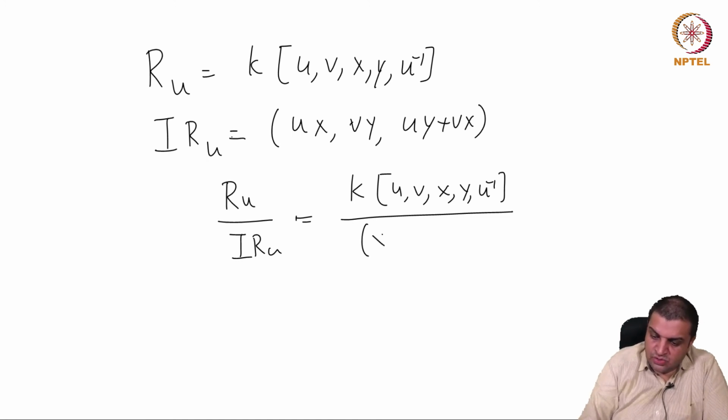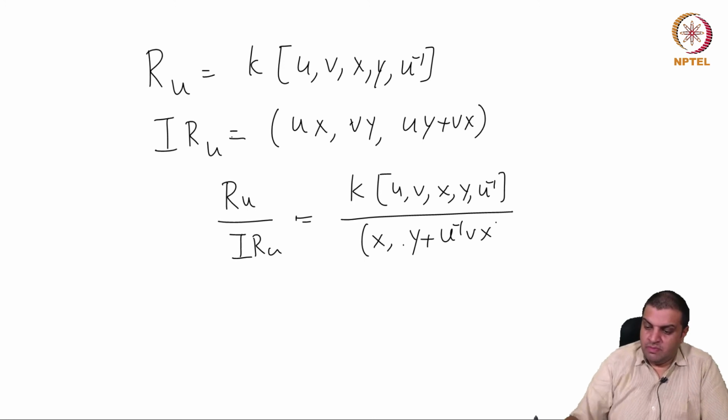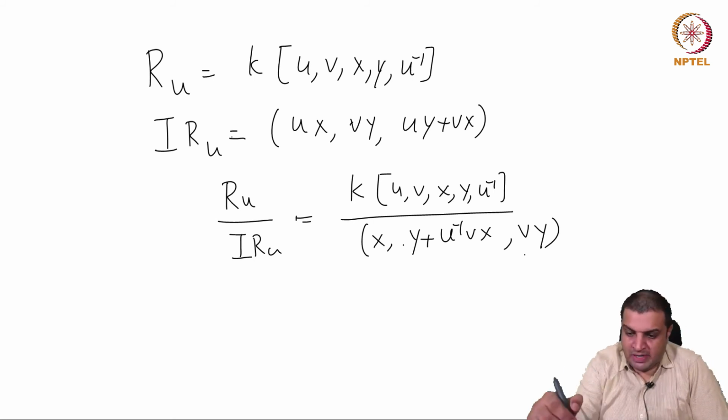So u is a unit, so we just need x. u is a unit, so we can remove this. y plus v, we can rewrite this as u inverse vx, and vy. So what have I done? The first element you don't need the u because it's a unit, so the remaining things are only needed in the ideal. In this one, we use a unit, so I can multiply both sides by u inverse and rewrite this as y plus u inverse vx.